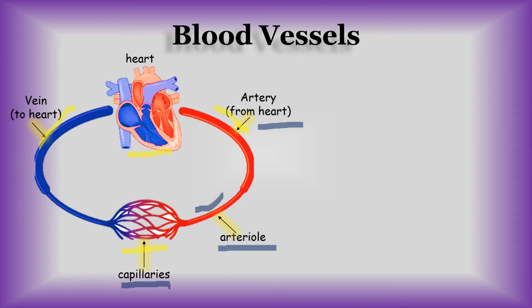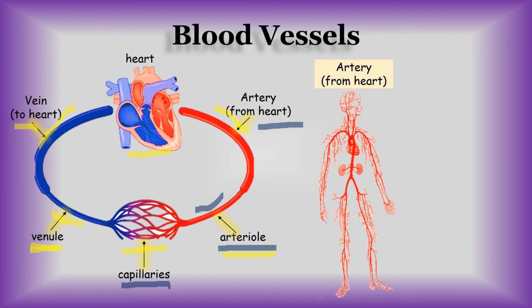Now come to this side. What is this, children? This blue tube. This is the venule. And what is the job of the venule, children? To connect capillaries and veins. Is it clear? Artery is connected to capillaries with the help of the arteriole, and veins are connected to capillaries with the help of the venule. This much is clear to you all? The parts of blood vessels are clear.